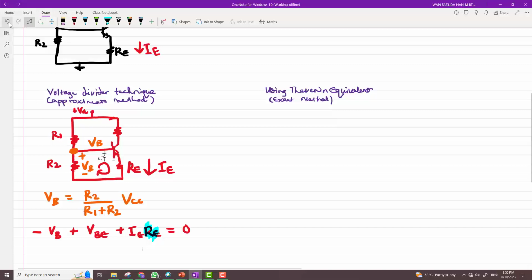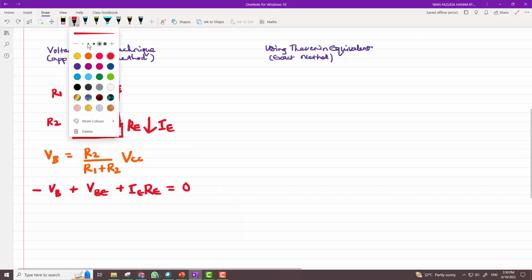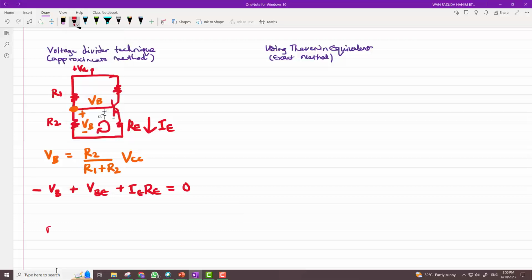Why do I want to find IE? Because if I want to find the voltage gain, I need IE to get into the small signal model, so that I can find the small signal re, which, if you still remember, we covered: re is equal to 26 millivolts over IE. And then I can draw the small signal model.